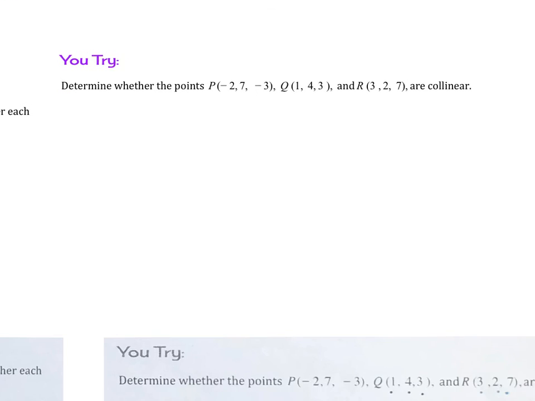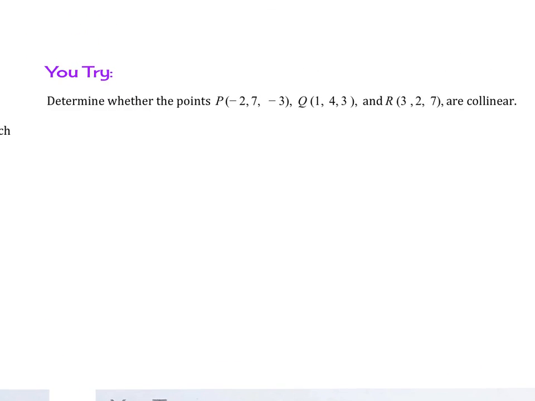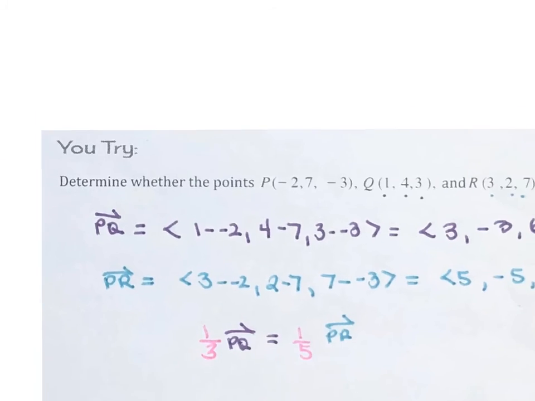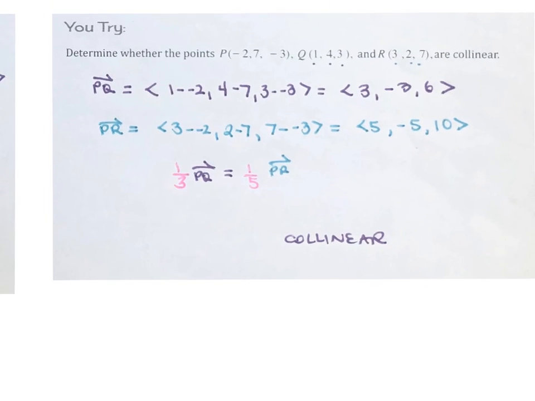So go ahead and try this last example here. Determine whether the points P, Q, and R are collinear. Trying this out, vector PQ you would get <3, -3, 6>. PR, you would get <5, -5, 10>. And so if you multiplied a third to PQ and a fifth to PR, they would be the same. And so therefore, it is collinear.